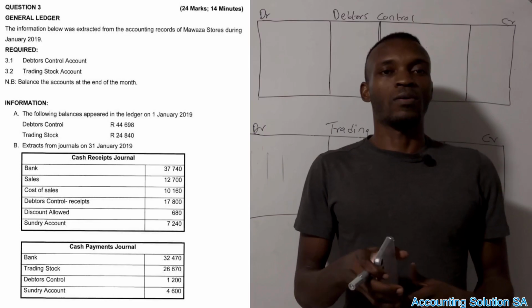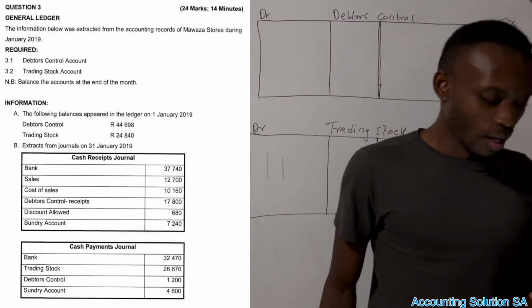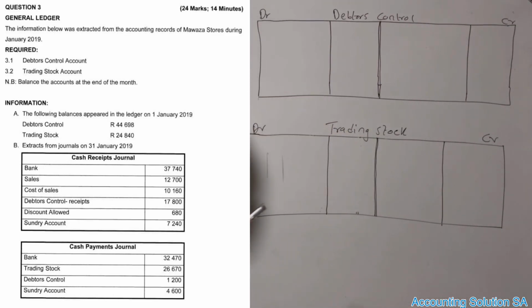Okay, without wasting other time, let's quickly start with our T account. It was question 3 on this question paper and it contained 24 marks. General ledger. The information below was extracted from the accounting records of Mawaza Store during January 2019. Required: we are required to prepare the debtors control account and the trading stock account, and B, balance the accounts at the end of the month.